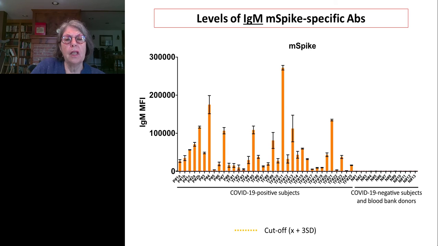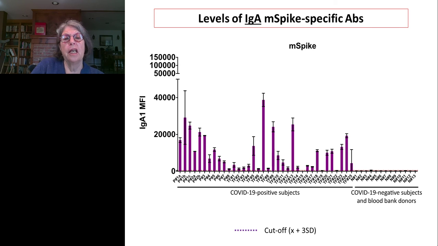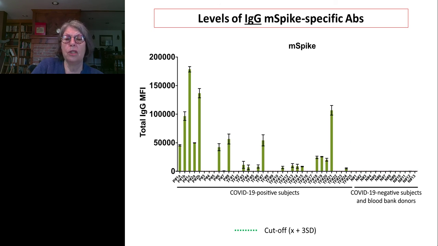And I can show you this on the basis of the y-axis. So the y-axis here, read out in mean fluorescence intensity, goes up to 300,000. Whereas when you're using an anti-IgA antibody, the axis really only goes up to about 40,000. And if you're looking with anti-IgG, you only go up to about 175,000. So you can compare between patients with the same isotype, but you cannot compare levels within a patient from one isotype to the next.